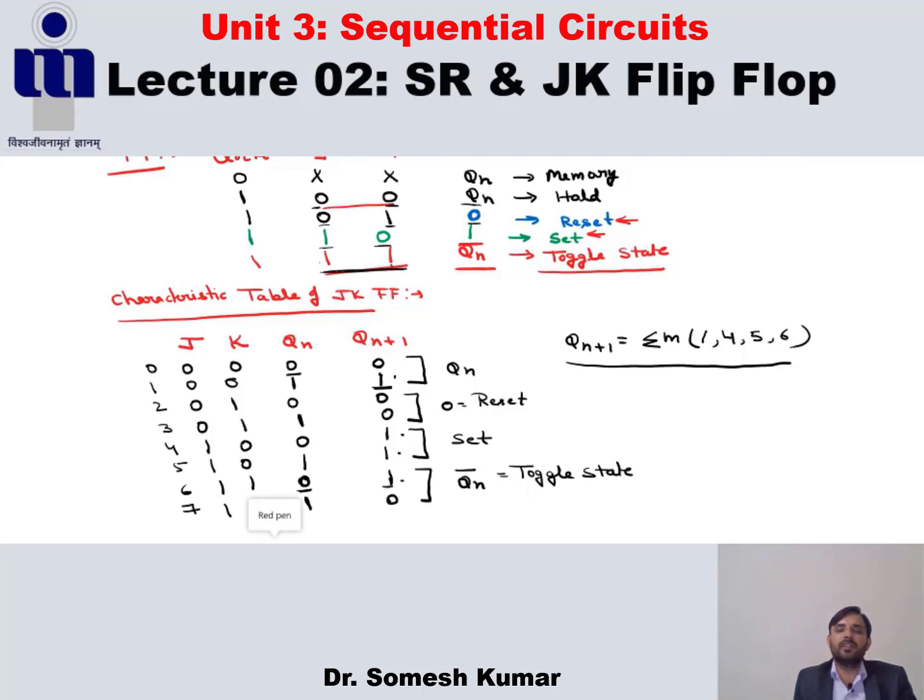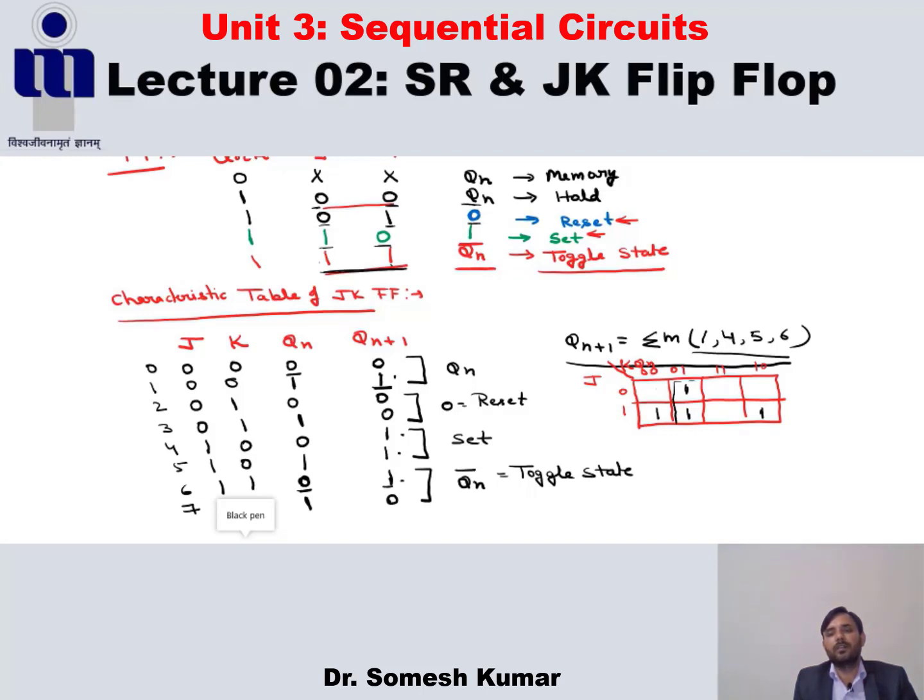So here, how many variables in the input? 3 variables. So how many cells? 8 cells K-map. So this is our 8 cell K-map, and here I am writing J, and here K, Qn, and this is 0, 0, 0, 1, 1, 1, and the 1, 0, and this is the 0 and the 1. Now I am writing. So which cell is 1? 0, 1, 2, 3, 4, 5, and the 6.